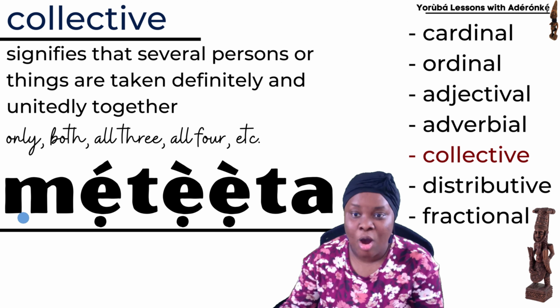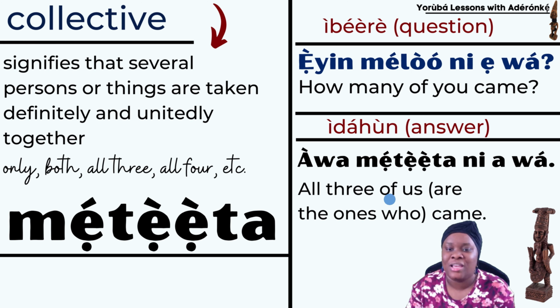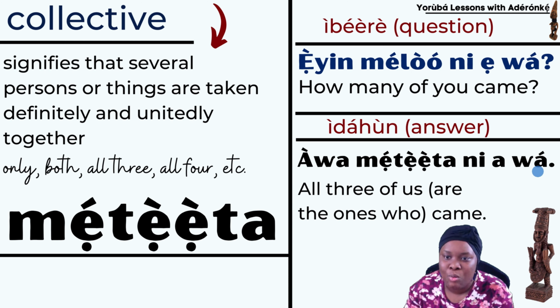All 3 of them went to the party. All 3 of them had a plate of food. All 3 of them slept soundly. In this context, somebody asks, ẹ̀yin mélòó ni ẹ wá? Let's say you are a group of 3 and they just want to know how many of the 3 came, and you want to say, oh, it was all 3 of us collectively and unitedly together. You would say, àwa mẹ́tẹ̀ẹ̀ta ni a wá. All 3 of us are the ones who came. All 3 of us came.